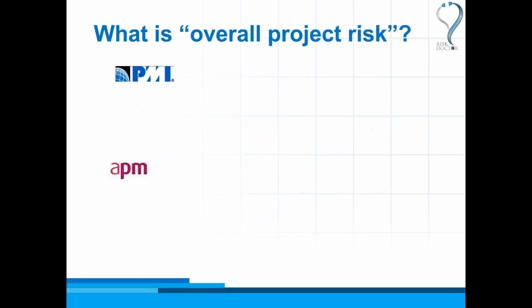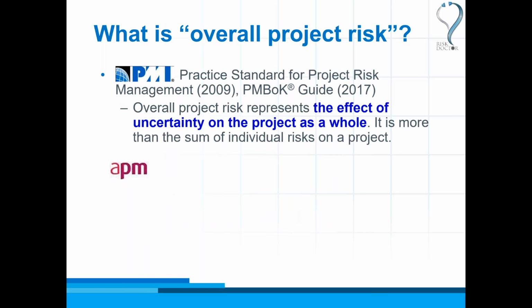But what about overall project risk? If you look in the latest edition of the PMBOK guide from PMI, you'll find a definition of overall project risk. And actually, it was in that practice standard for project risk management, which was published 9 years ago. And here's the definition. Overall project risk represents the effect of uncertainty on the project as a whole. It is more than the sum of individual risks on a project. So we want to know, what is the effect of uncertainty on the whole project?